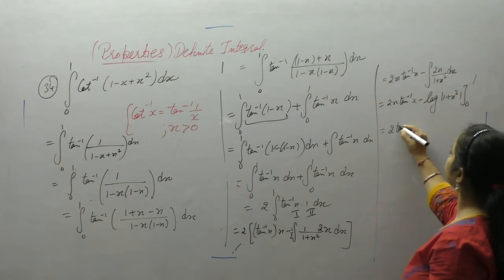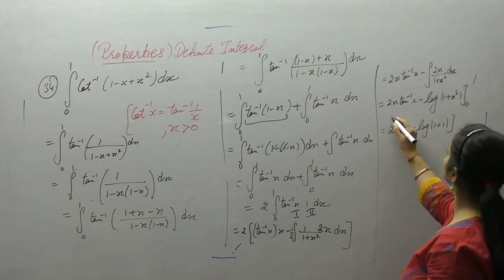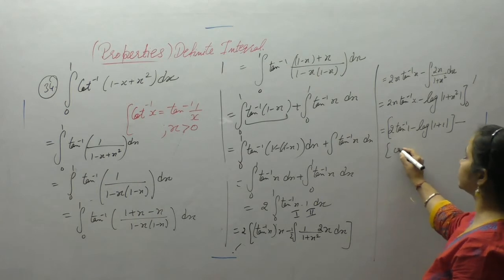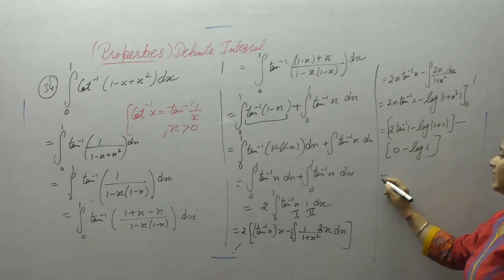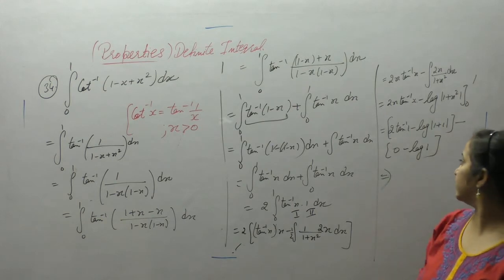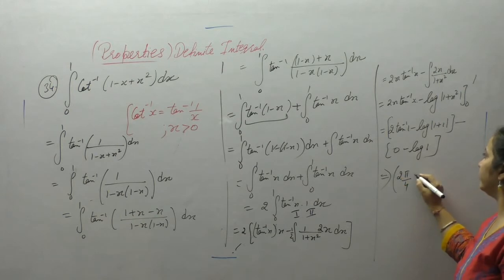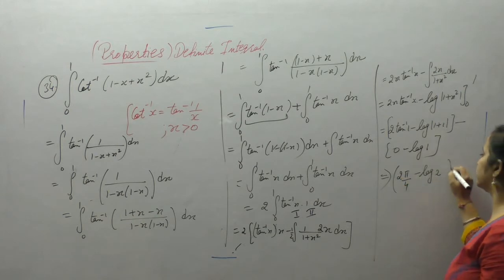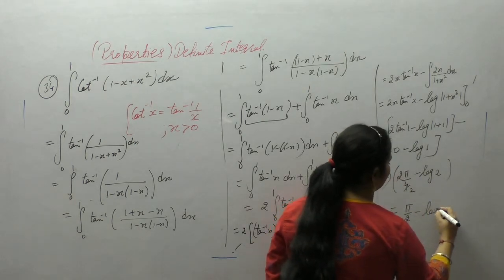2 times tan inverse 1 minus 2 into 0 is 0, log of (1 plus 1) minus log of 1, and log 1 is also 0. Tan inverse 1 is pi by 4, so we get pi by 2 minus log 2.